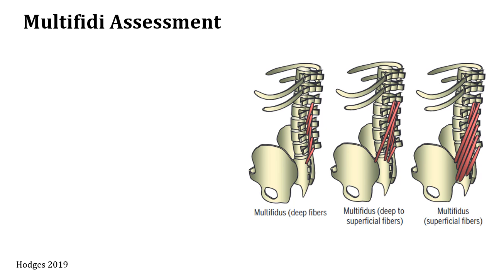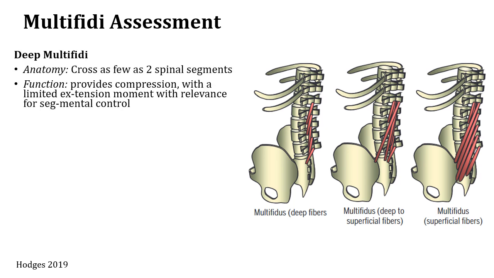So the multifidi muscles can be categorized into deep and superficial. The deep fibers have a unique property of being predominantly type 2. They can react very quickly in response to external stimuli, preemptively activating prior to the onset of a reflexive movement. They cross only two segments. They provide compression with limited extension moment and relevant segmental control of the lumbar spine.